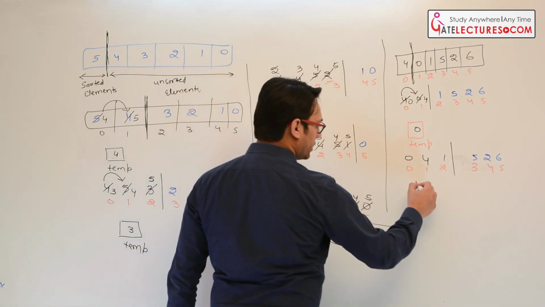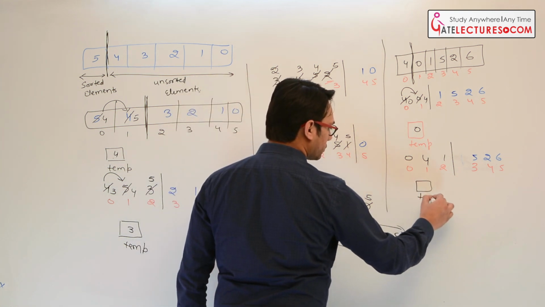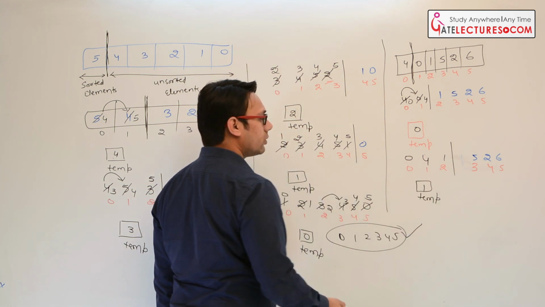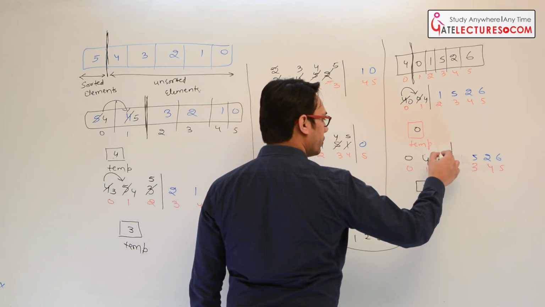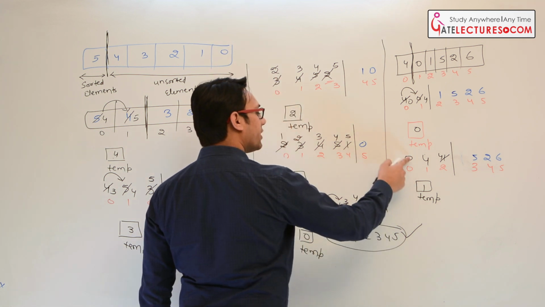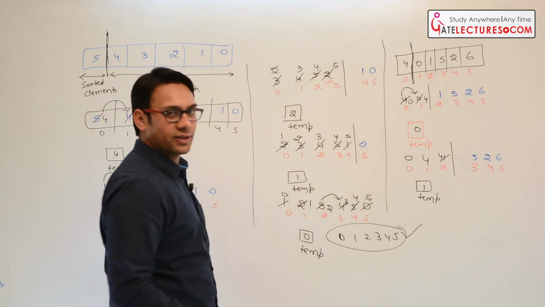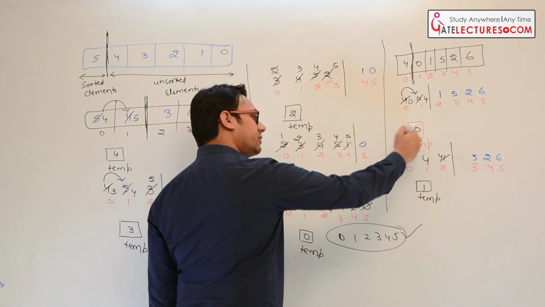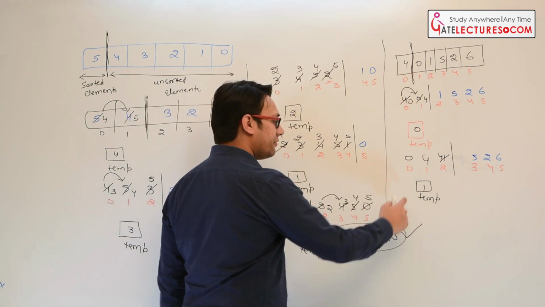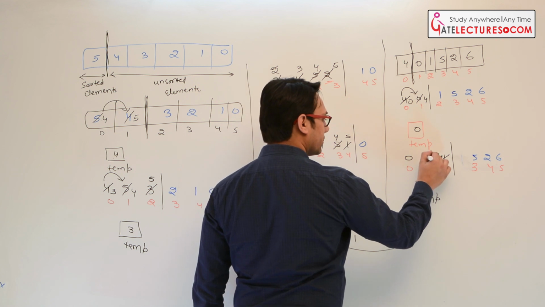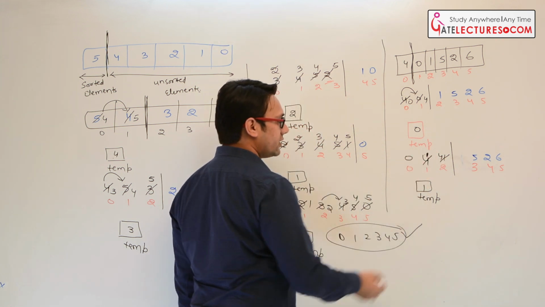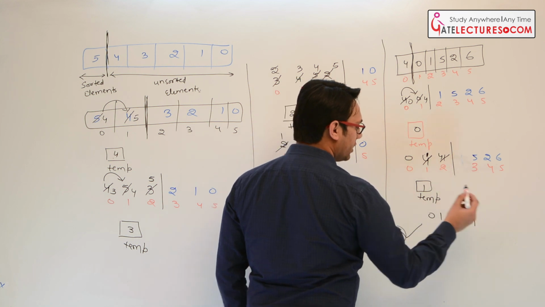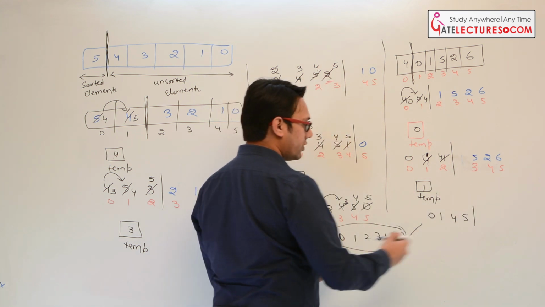Now take the temporary variable, store 1 here, compare 1 and 4. 4 is greater than 1, therefore 4 will come here. Compare 1 and 0. Now in this case 0 is less than 1, therefore we cannot shift this 0 to the next position. We have to store 1 in this case here. So elements which we have after this are 0, 1, 4, and take one more element which is 5, and then we have 2 and 6.